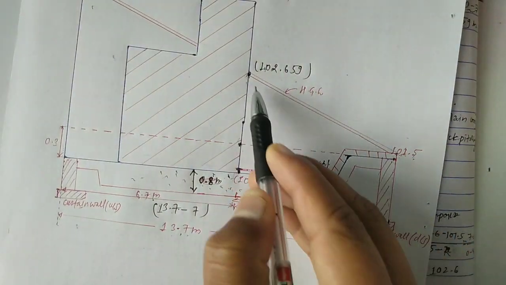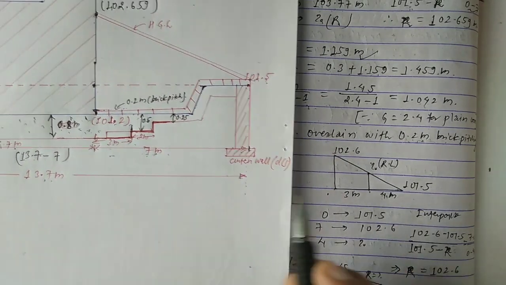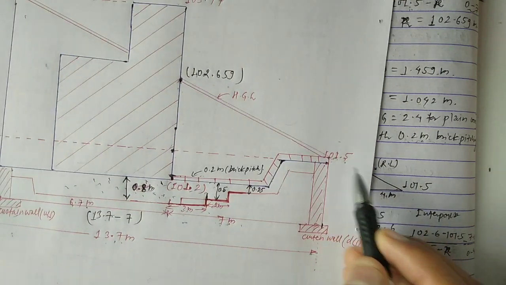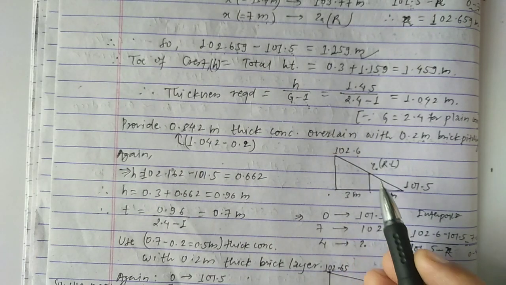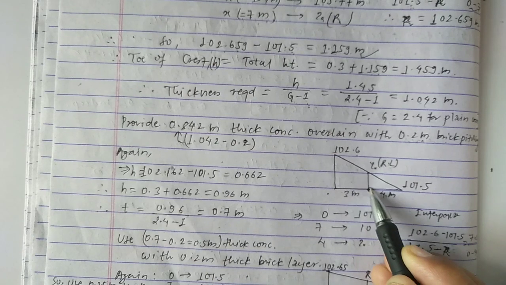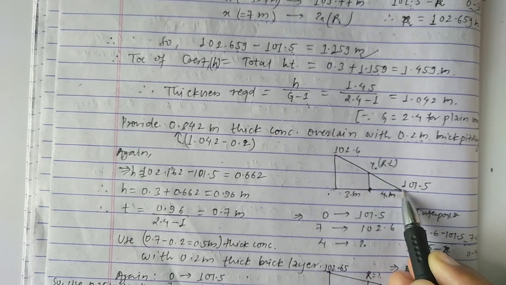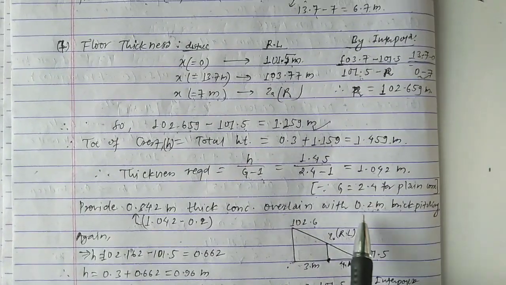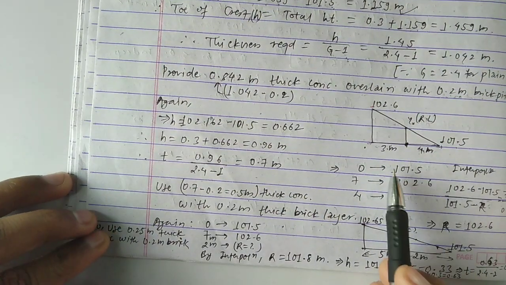In this figure you can see this distance from here is 3 meter and this becomes 4 meter. Okay, and the value of this is already 101.5 and this value 102.6. So now we have to find the value of RL at this point, 3 meter from here and 4 meter from this side. As we did before, you can simply determine this value by interpolation.